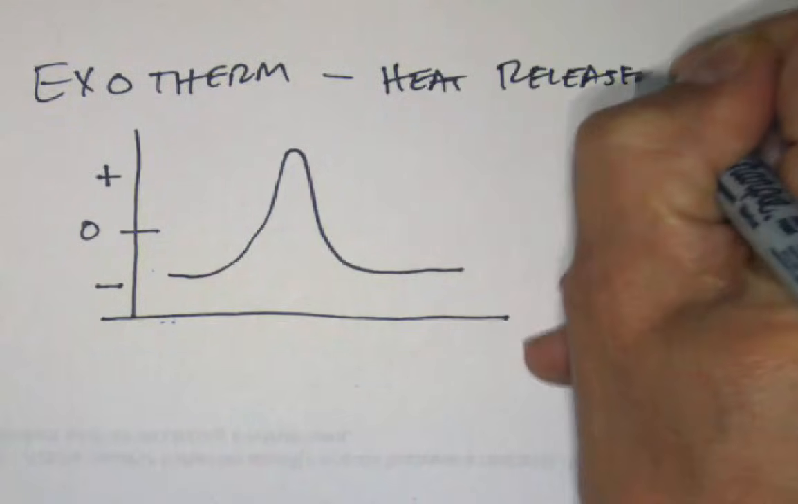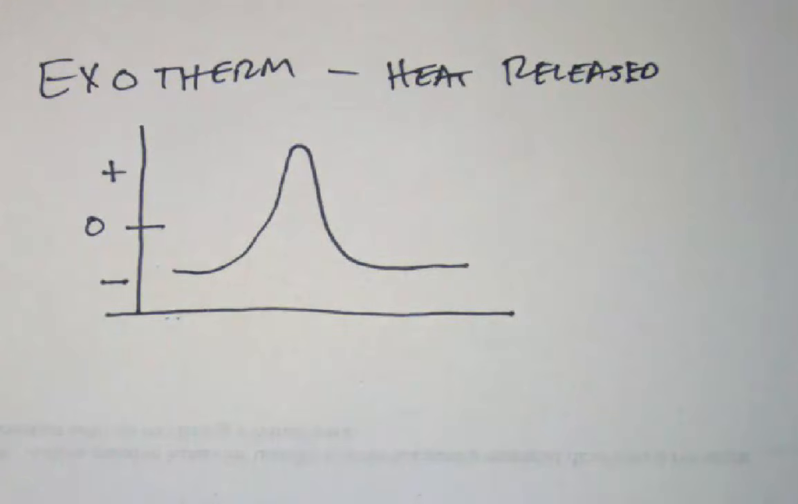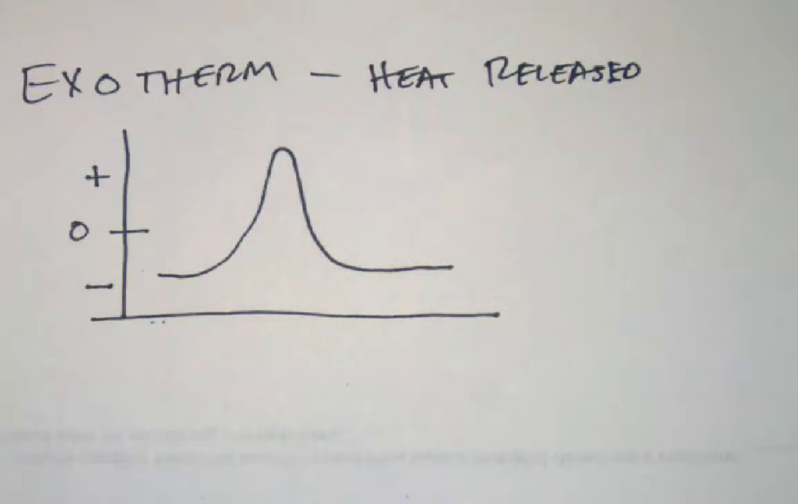Now, it can be released because of conformational energy, that is, the molecules are arranging themselves into a lower energy configuration and their excess energy is released, or it can be heat released because of a chemical reaction. So let's start with heat released due to conformational energy, in this case crystallization.